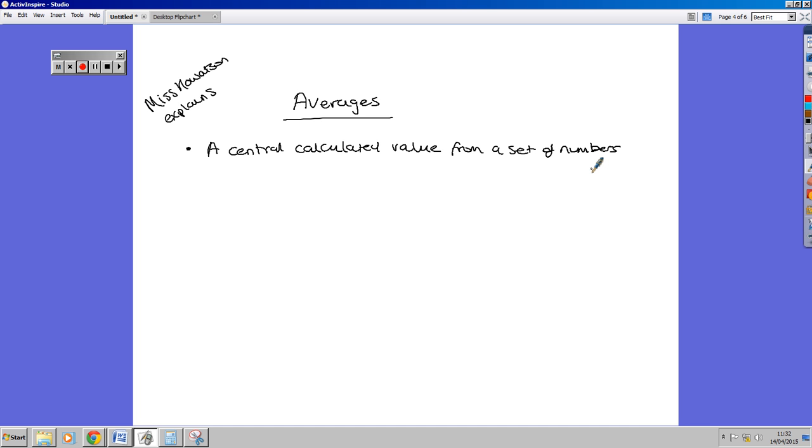Now, if that doesn't mean a lot to you, that's fine, because it's not overly important. You don't necessarily need to know what an average is, more how to calculate it. So how do we calculate an average? We calculate an average by adding up all the numbers and dividing by how many of the numbers there are.